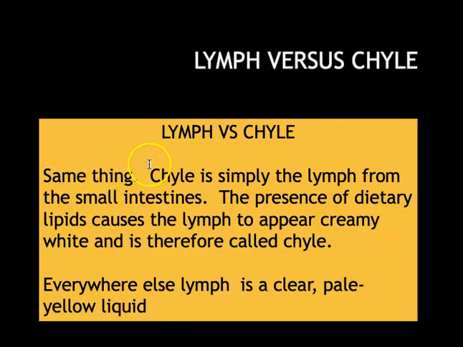Now there is something called chyle. It is basically the same thing as lymph. The only difference is that this is going to come from your intestines, specifically the small intestines, and there's a lot of fat in this. So instead of having this very clear, pale yellow color, it's going to have a creamy white color. Because it has a much higher fat concentration, they give it a different name. They call it chyle. But otherwise, it's basically the same thing. It's simply lymph that is returning from the small intestines that has a higher fat content and therefore a milky white appearance.